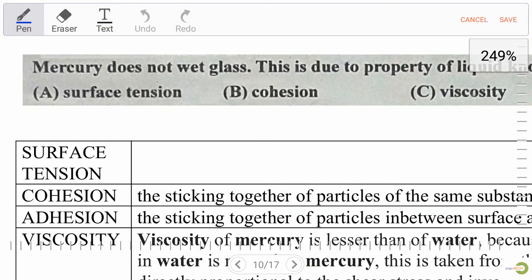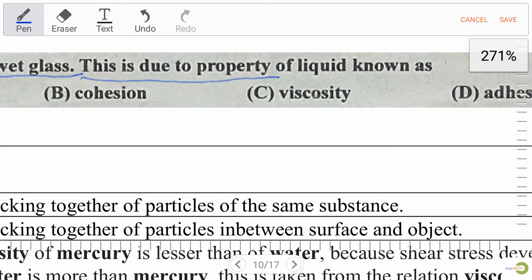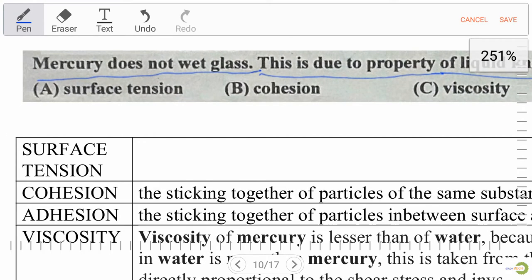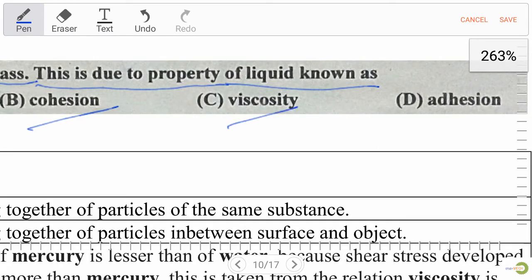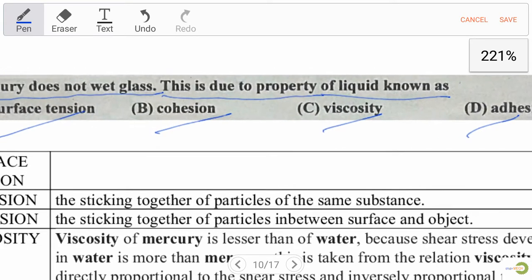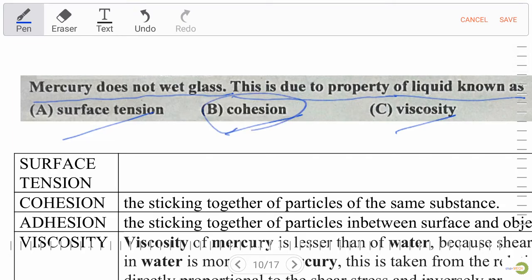Mercury does not wet the glass. This is due to the property of liquid known as: option A, surface tension; option B, cohesion; option C, viscosity; and option D, adhesion. Well, our right answer over here is cohesion.